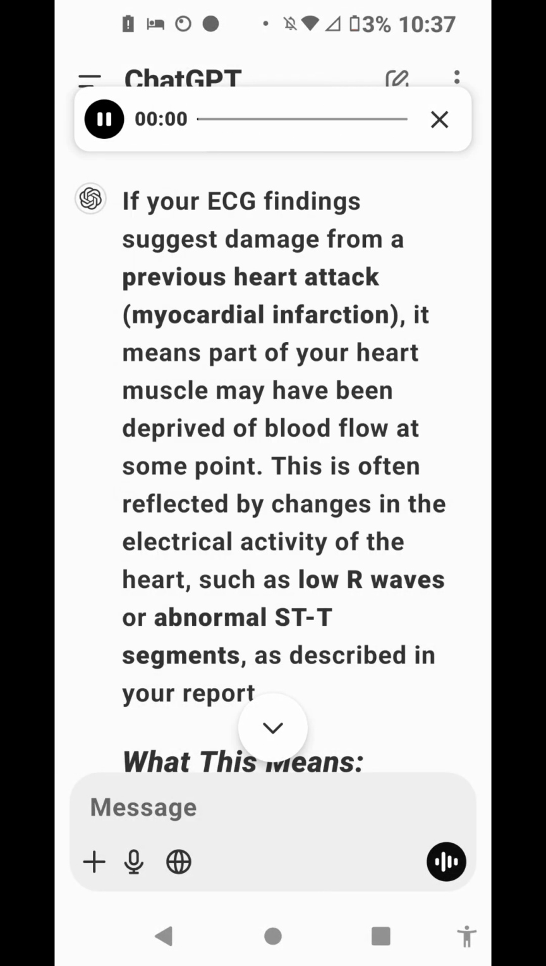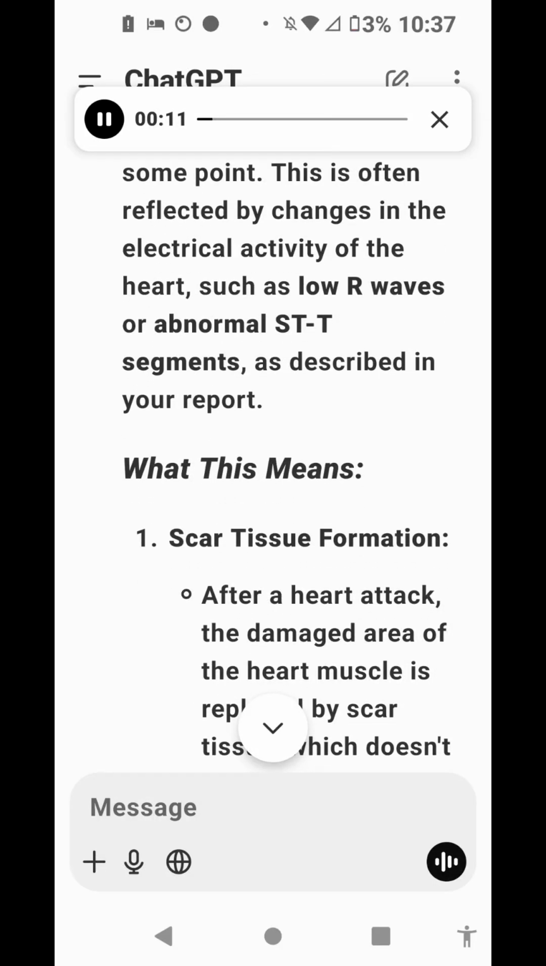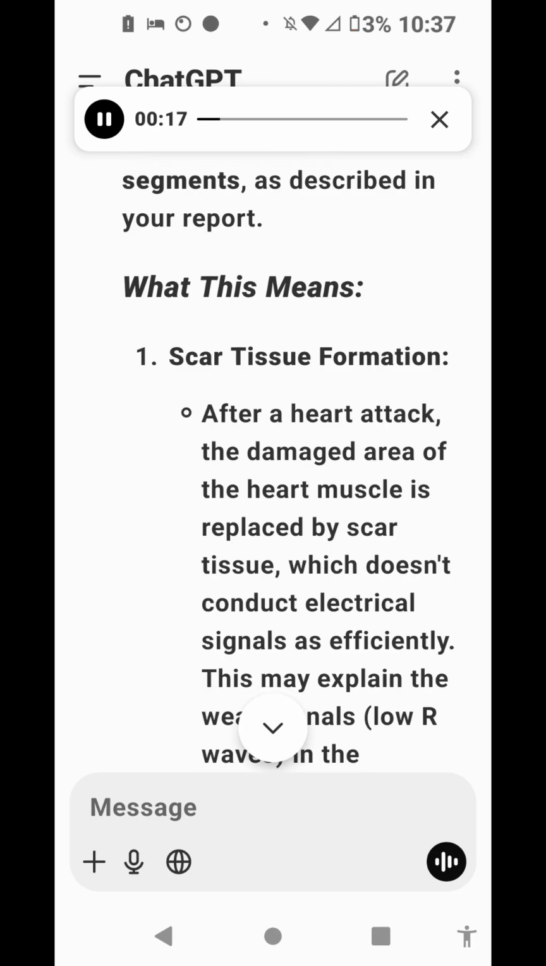If your ECG findings suggest damage from a previous heart attack, myocardial infarction, it means part of your heart muscle may have been deprived of blood flow at some point. This is often reflected by changes in the electrical activity of the heart, such as low R waves or abnormal STT segments, as described in your report.